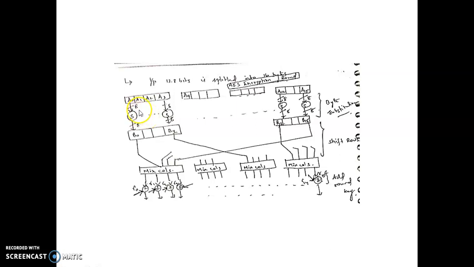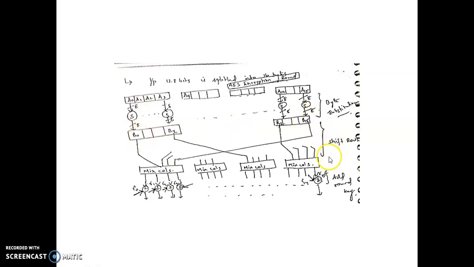So the input 128 bits is split into 16 bytes, from A0 to A15. Then it is grouped into 4 words. This is the first word, this is the second word. 4 words, each word has the size of 32 bits. The first word is given to the process called byte substitution. In this regard, we use a substitution process, which we call S boxes. There are 16 S boxes in the AES algorithm. S boxes are used to perform byte substitution. The output of the S boxes becomes B0 up to B15.